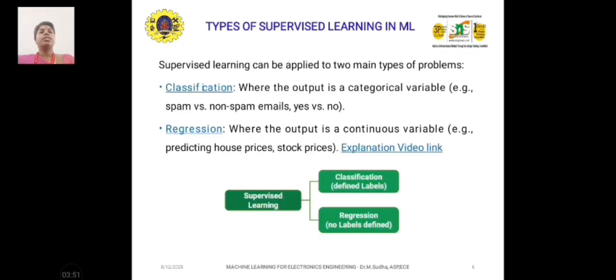And the types of supervised learning, as mentioned here, are classification and regression. Classification has defined labels. Regression has no defined labels. Supervised learning can be applied to two main types of problems. First, the classification problem, where the output is a categorical value. What is a categorical variable? For example, spam versus not spam emails, that is, yes or no form. And regression, where the output is a continuous variable. Examples are predicting house prices and stock prices. Here also I have mentioned an explanation video. We can go through this video for a detailed analysis.